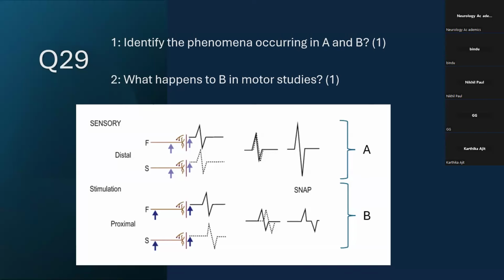Next question. Identify the phenomena occurring in A and B images. What happens to B in motor studies?